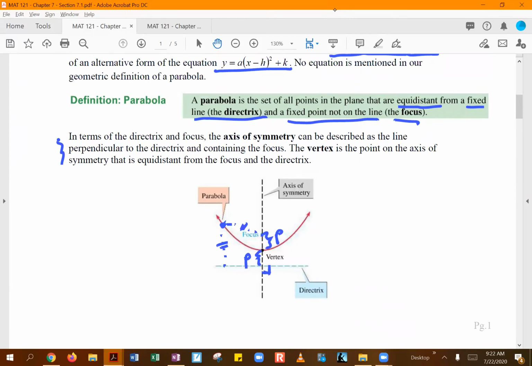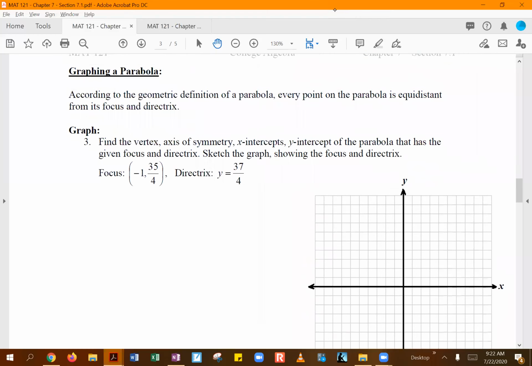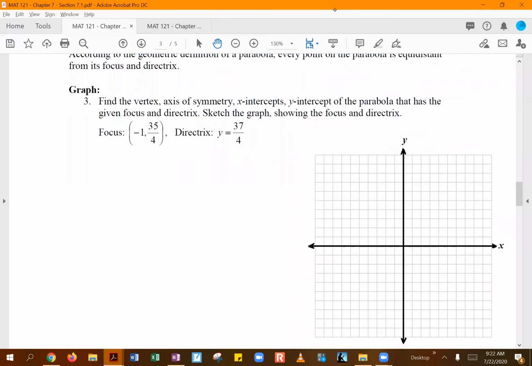So that's what they are saying, that all points in the plane of your parabola are going to be equidistant from the focus and the directrix. So, of course, when we are talking about graphing these, again, we need to know the vertex because that tells us which is the highest or the lowest point on our graph. So we want to find the focus, axis of symmetry, the x and y intercepts, and they are, as you can see, giving us the focus and the directrix, and they want us to draw the graph, but also show where the focus and the directrix are going to be.